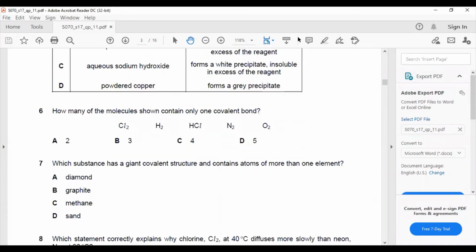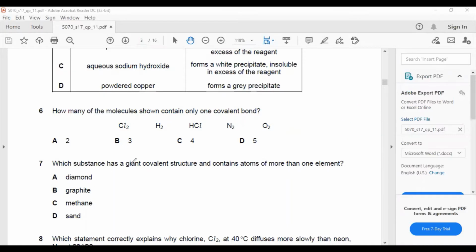How many molecules shown contain only one covalent bond? Oxygen has 2. Nitrogen has a triple covalent bond. So this is wrong, this is wrong. 1, 2, 3. Yes. Chlorine, single covalent bond. Hydrogen, single covalent bond. HCl, single covalent bond. Okay. So B is the answer.